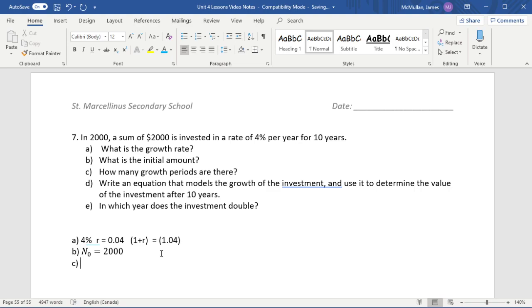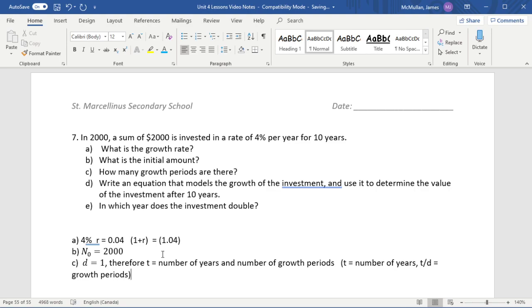Okay, C, how many growth periods are there? Well, D is equal to 1 in this question. Therefore, T is equal to the number of years and the number of growth periods, because we don't have a D value. If we had a D value, T is equal to the number of years, and T over D is equal to the number of growth periods. But since D here is 1, we're not really using it. The number of growth periods is just T, whatever T is, in this case 10 years. So the answer to the question is 10 years and 10 growth periods.